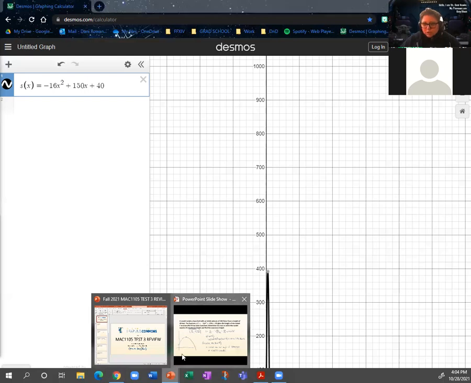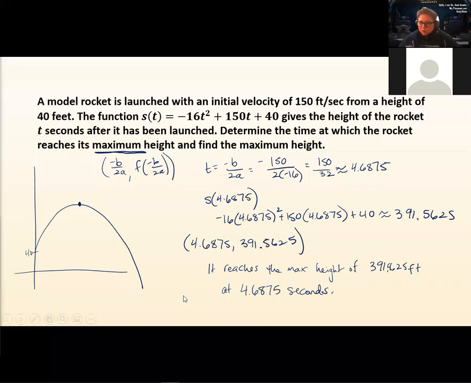So you don't have to put in all of that work if you know you're looking for the vertex or the maximum or minimum, right? But it's good to recognize that the vertex is the maximum or minimum. Any other questions on this one? All right, let's keep going.